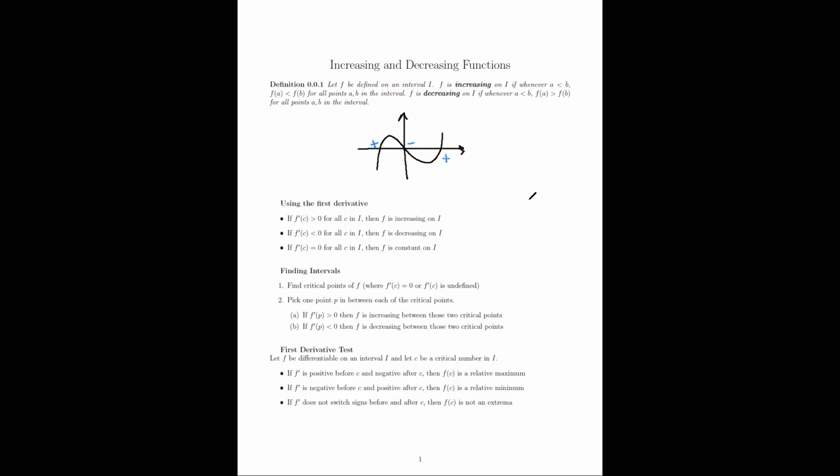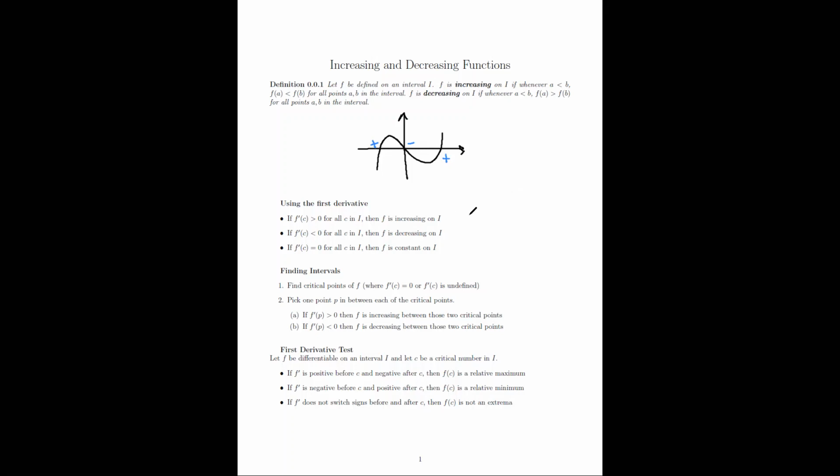Now, we've used the first derivative before to tell where we're increasing and decreasing, and it's exactly as you would expect, especially upon looking at the pluses and minuses that I put on this picture. So if our derivative is positive, then we're increasing. Where I see a plus, that means our derivative is positive. Our slope is increasing, and derivative is the slope. Where the derivative is negative, we're decreasing, and if the derivative is 0, then the function is constant.